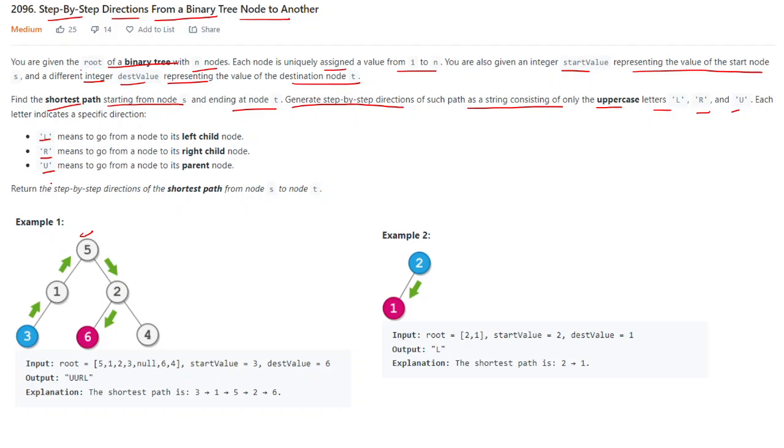Okay, so what the problem actually says is, suppose here the start value is 3 and the destination value is 6. So basically you have to find the shortest path. This thing is important where it says you have to find the shortest path. Why it is shortest, I'll just tell you. You have to find a path from 3 to 6. So how are you going to reach from 3 to 6? You have to go up 2 times, then you have to go right, then you have to go left. So that is what you have to print: up 2 times, then right, then left.